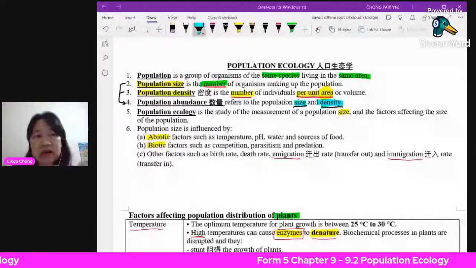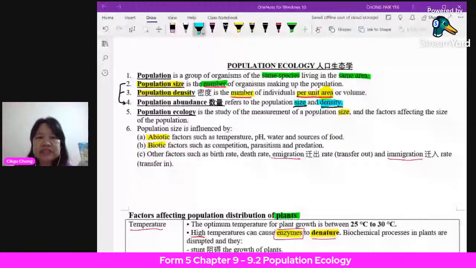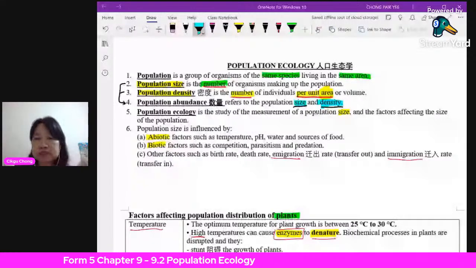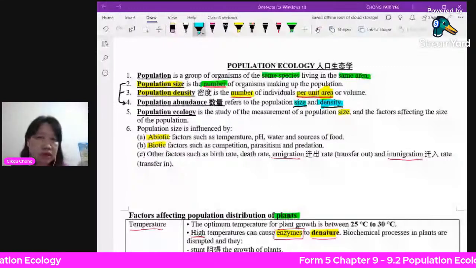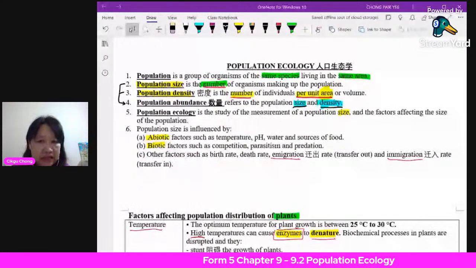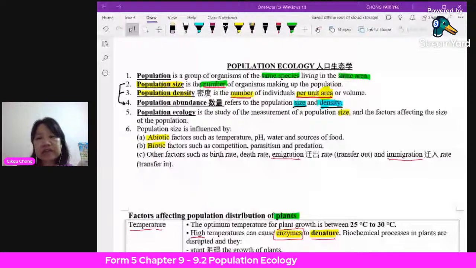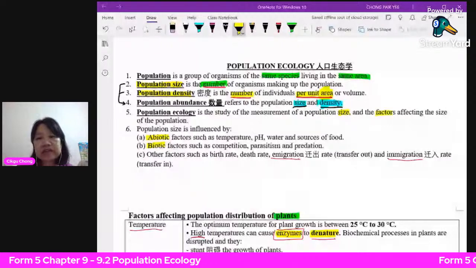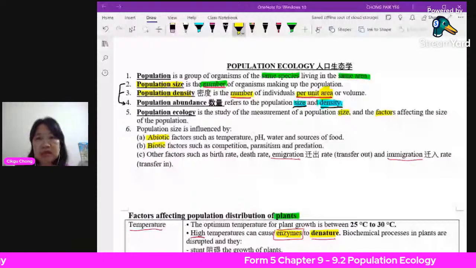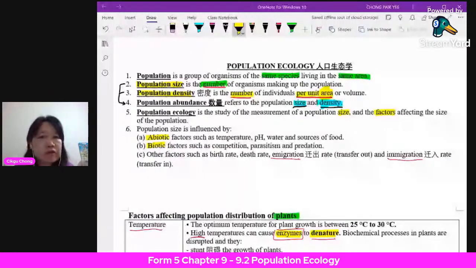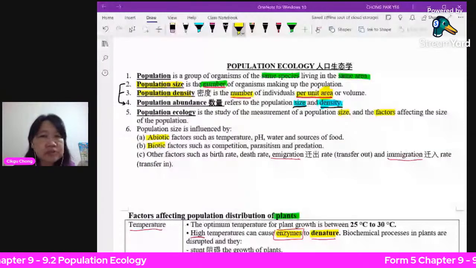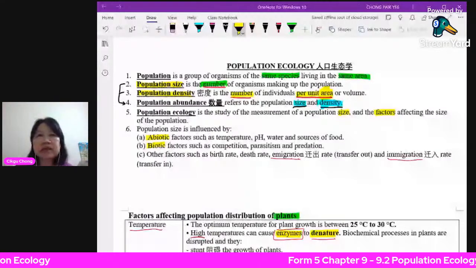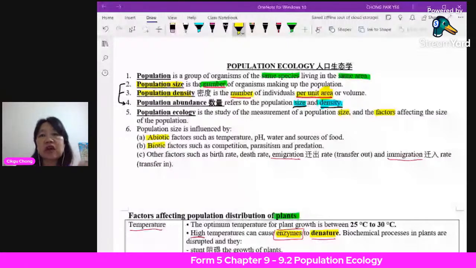So population ecology is the study of the measurement of a population size. When you study population ecology, you study in that area how many of the organism you want to study stay there, the size, and also what are the factors that affect the size. For example, why is this organism staying in habitat A, so many, but in habitat B, why so few? The same organism. There must be certain reasons.